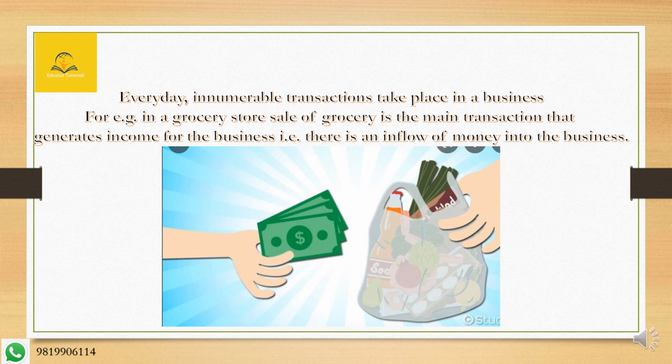Every day, innumerable transactions take place in a business. For example, in a grocery store, sale of grocery is the main transaction that generates income for the business. That is, there is an inflow of money into the business. As we all know, when groceries are sold, there is a generation of money or cash. Groceries will generate an inflow of money into the business. There are innumerable such transactions that take place on an everyday basis in a business.